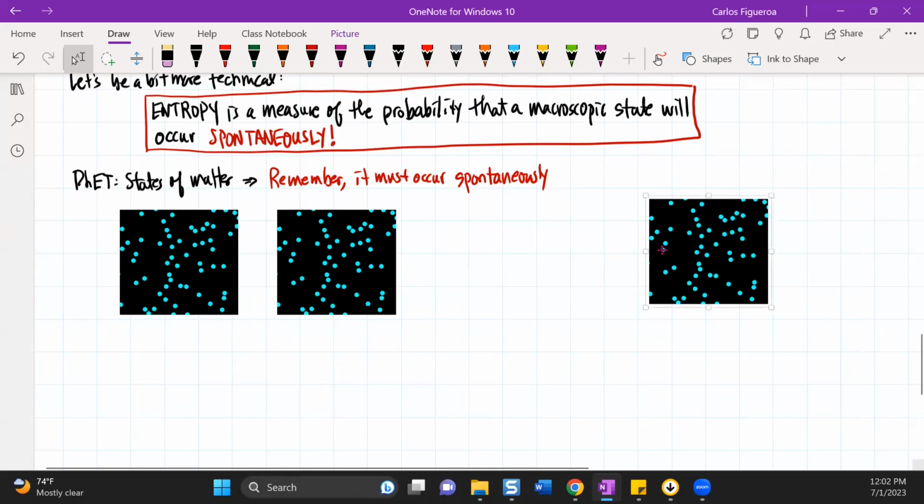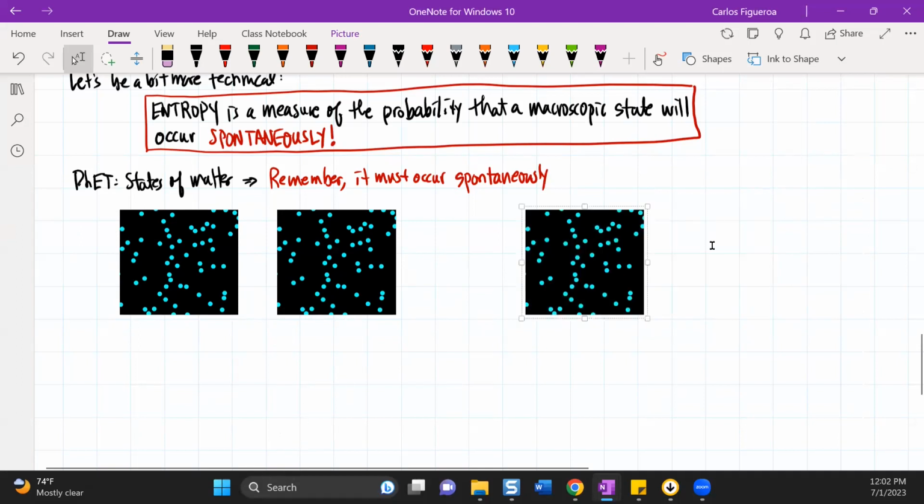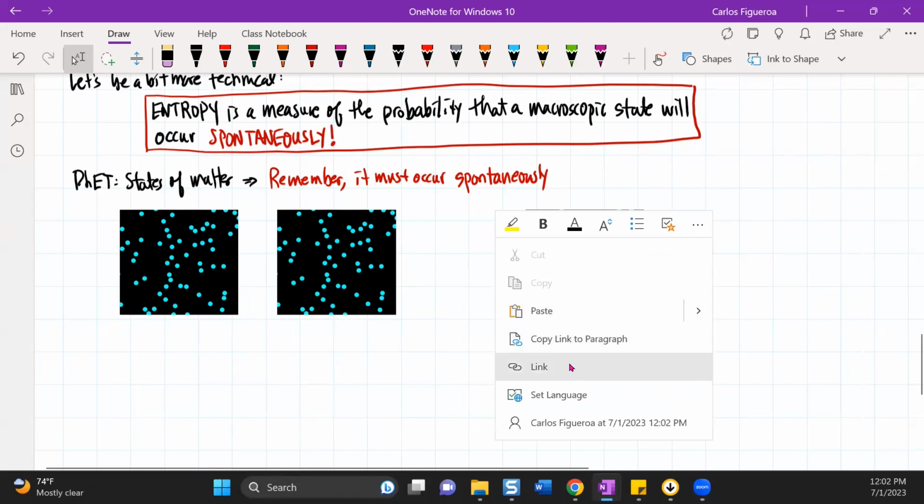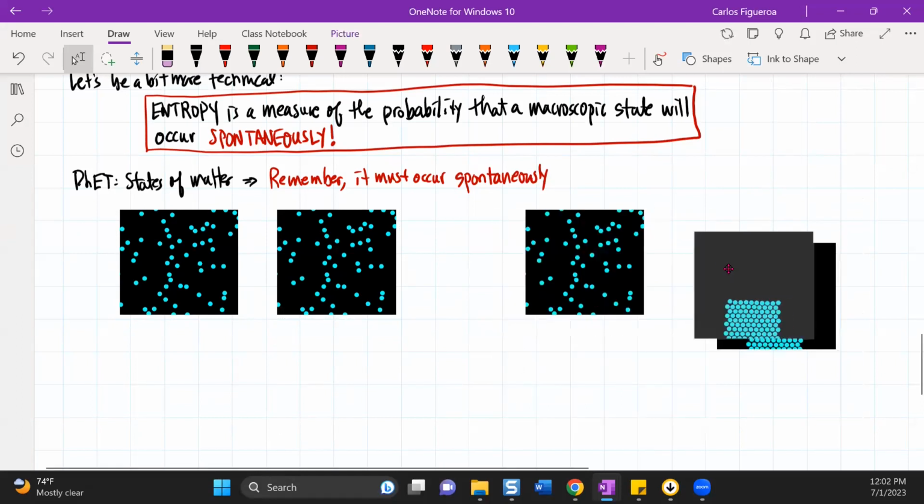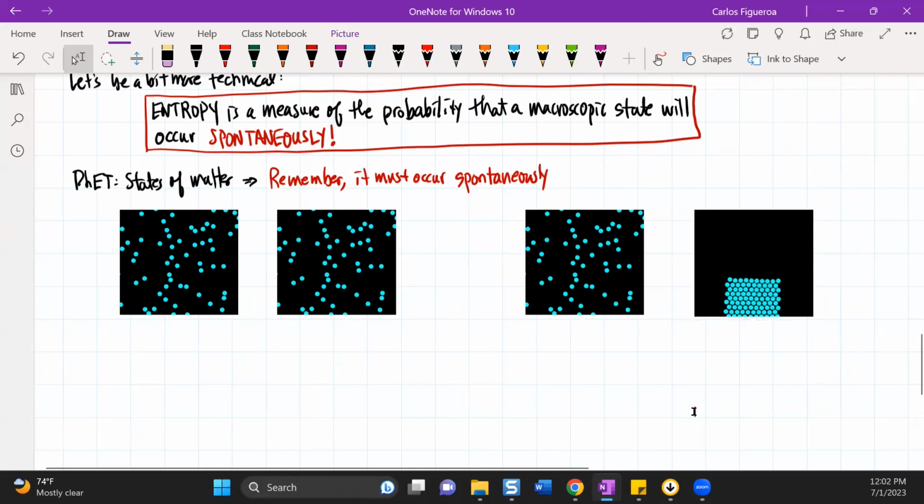Actually, I have to move this over here. And then here's the image of the solid. So you can clearly see that this is a highly disordered state, right? So if I look at this thing, this is highly disordered. This is highly disordered. This is highly disordered, and this has a very low disorder.